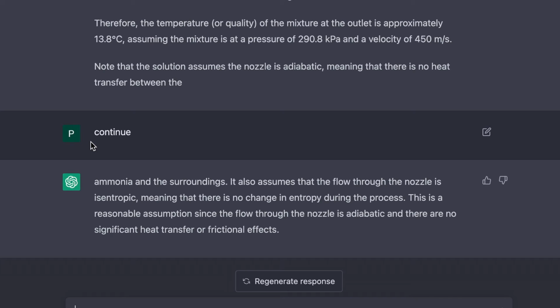And then, its final sentence here: note that the solution assumes a nozzle is adiabatic, which is correct, meaning that there's no heat transfer between the ammonia and the surroundings. It also assumes that the flow through the nozzle is isentropic, meaning there's no change in entropy during this process. That is a reasonable assumption since the flow through the nozzle is adiabatic and there's no significant heat transfer. So everything here is right? All the sentences are spot on. The problem really is some specific points that make the whole thing incorrect.